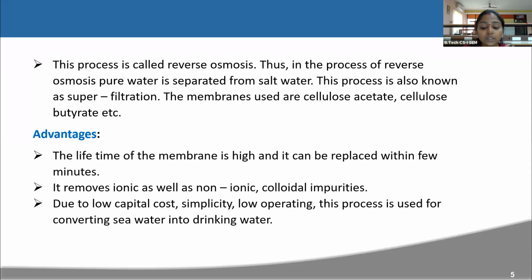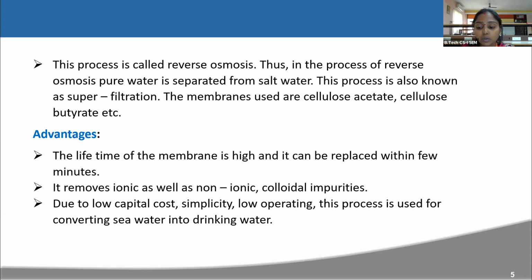Limitations and disadvantages: the membrane cost is very high. The semi-permeable membrane cost is very high, and the membrane should withstand pressure of 20 to 100 atmospheres only. The lifetime of the membrane is high, it can be replaced within a few minutes, and it removes the ionic as well as non-ionic colloidal impurities. Due to low capital cost, simplicity, and low operating cost, the process is used for converting seawater into drinking water. So this is about the reverse osmosis process.